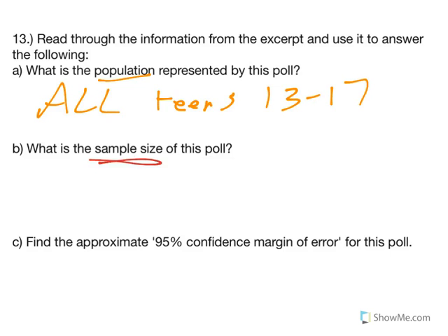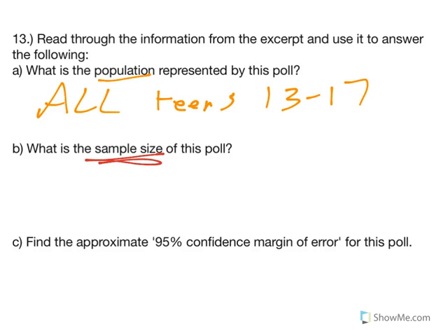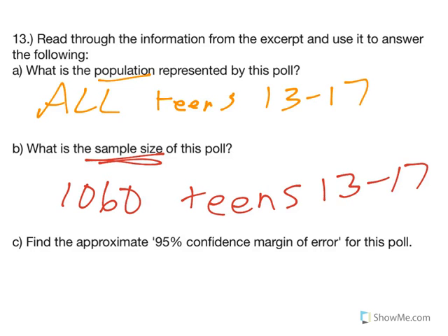Sample size are the people that you actually talk to. So when you look down here, you see it says N equals 1060. N represents sample size. So my sample size is 1,060 that are teens 13 to 17. We're still staying in that same age group.